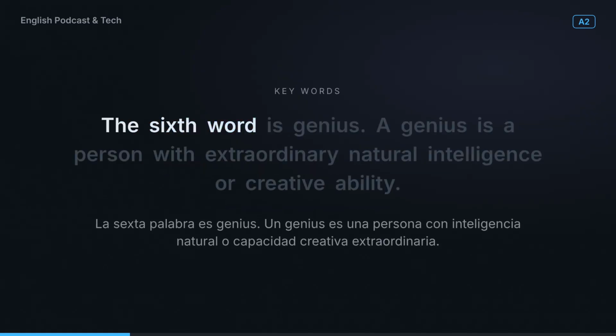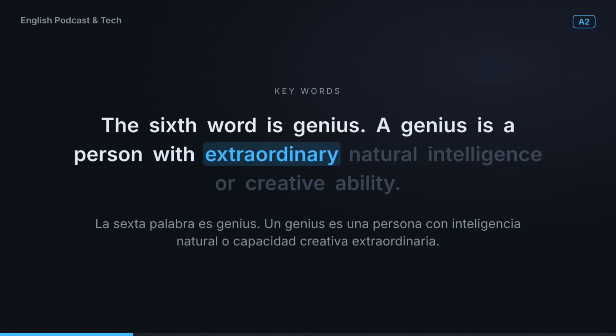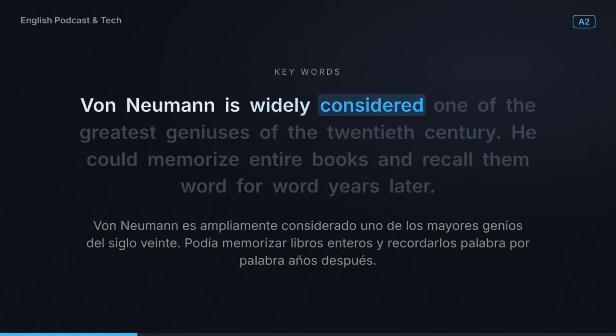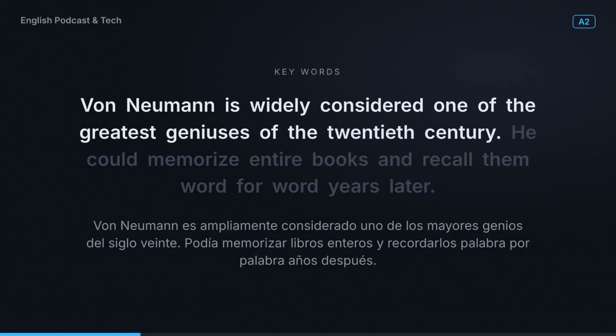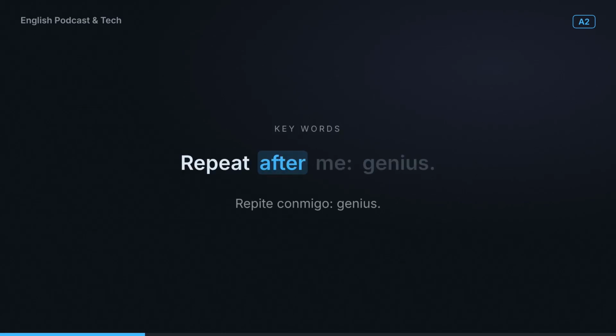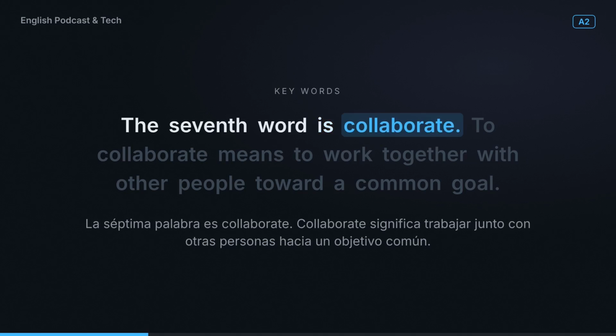The sixth word is genius. A genius is a person with extraordinary natural intelligence or creative ability. Von Neumann is widely considered one of the greatest geniuses of the 20th century. He could memorize entire books and recall them word for word years later. Repeat after me, genius.